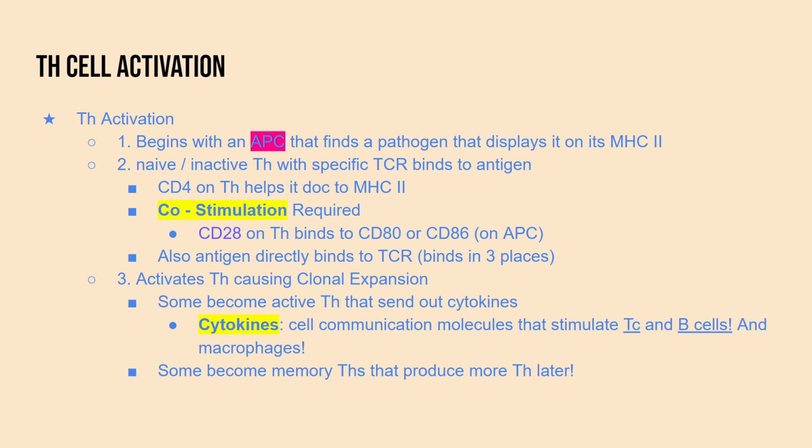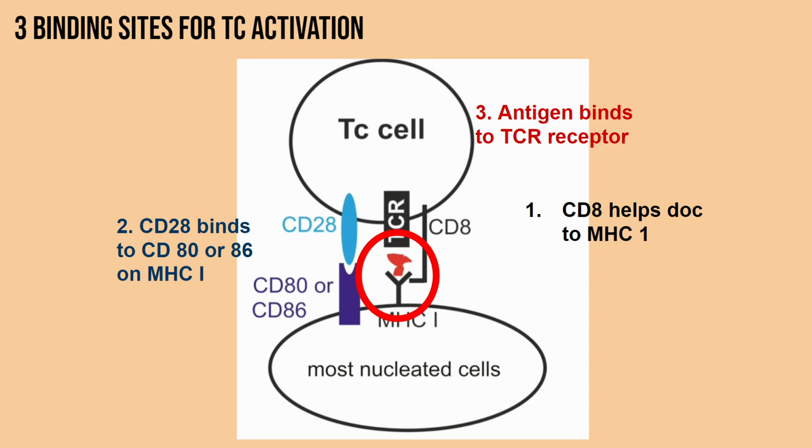Then we have helper T cell activation. So this begins with an APC, or an antigen presenting cell, that finds a pathogen and then displays a piece of the pathogen on its MHC2. So then an inactive helper T cell with a specific receptor for that antigen presented on MHC2 binds. And here, instead of CD8, we have CD4 that helps it dock to MHC2. So if I go back, instead of CD8, it's CD4 that's doing the same thing, just helping the helper T cell bind to the MHC2.